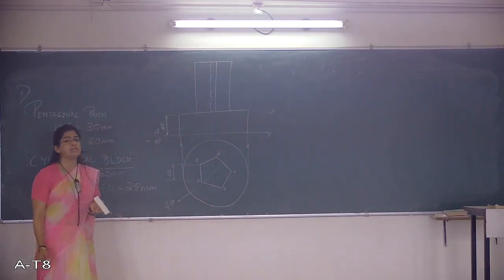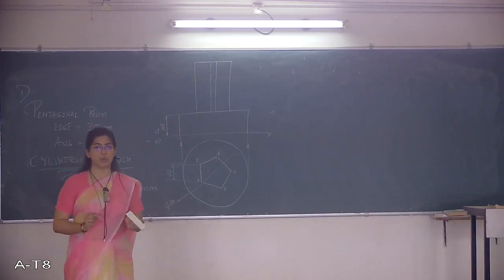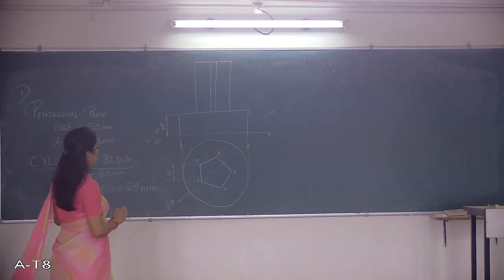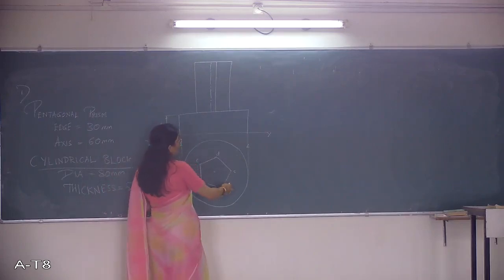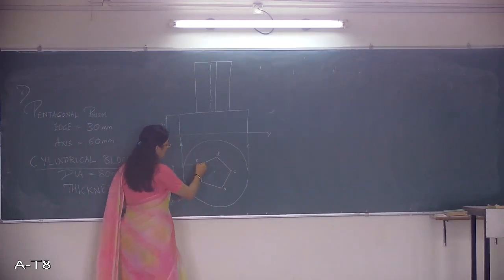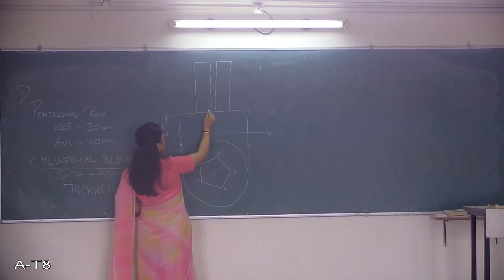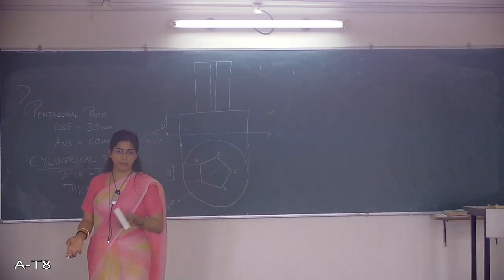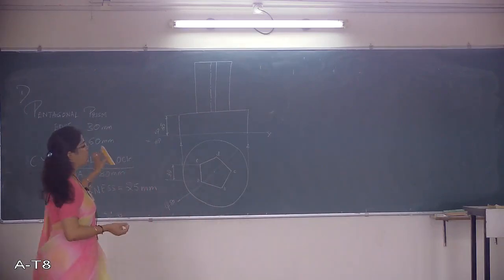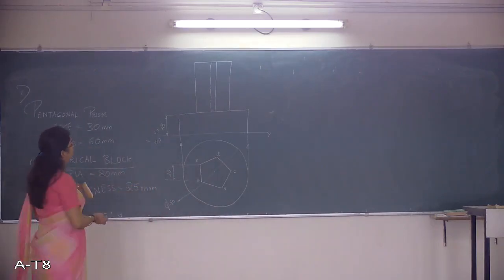So this is the front view of the pentagonal prism. I have not shown the projection lines. You can just take the scale and keep the scale and just mark a point on this, so that we don't have all those projection lines marked here, because that's not required to be shown. Okay, so even if you don't show, that's okay.